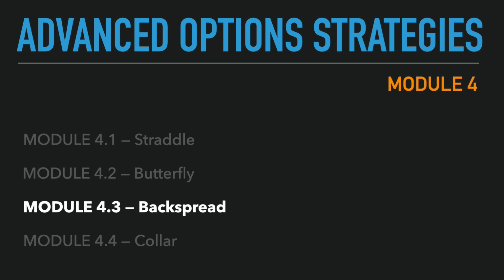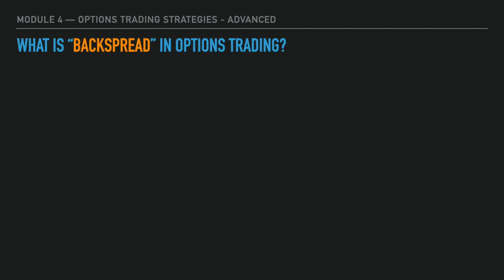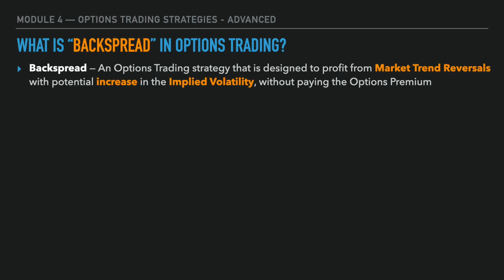Alright, let's get started. So, what is a backspread in options trading? The backspread is an options trading strategy that is designed to profit from market trend reversals with a potential increase in implied volatility, and at the same time to avoid overpaying the options premium. There are two major types of backspread trade setups. First is called the call ratio backspread.